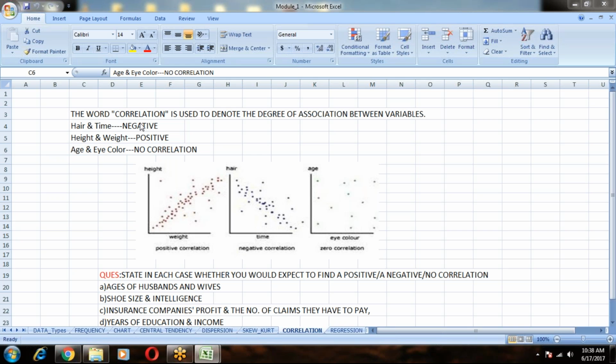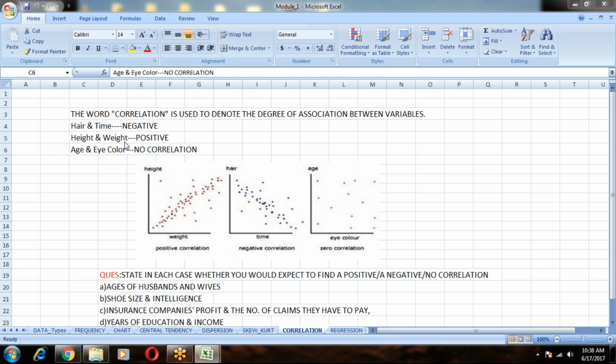For the first one, we have hair and time. As time passes by, hair starts falling. Now nowadays it doesn't depend on the age, let me tell you, but the weather and all those things are why we start losing our hair anyway. So jokes apart, naturally when we are growing old, we start losing our hair. So time period is increasing and hair volume is decreasing, so they have a negative relationship.